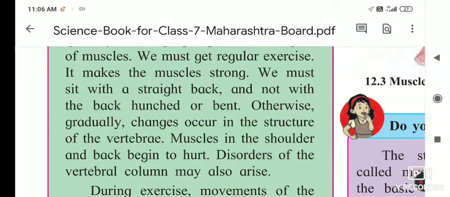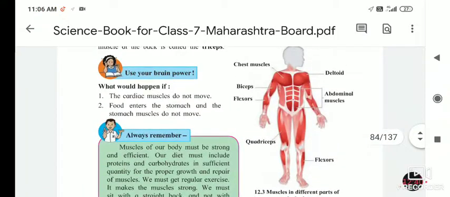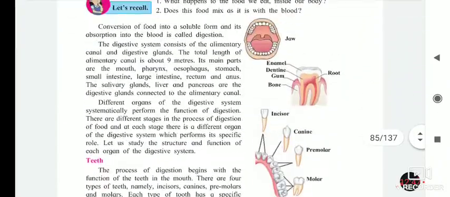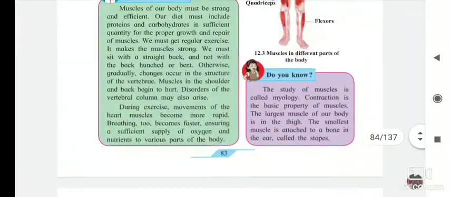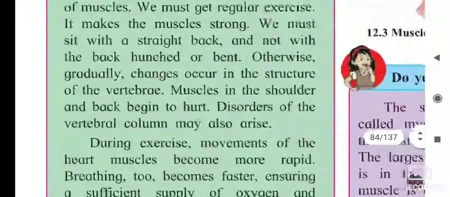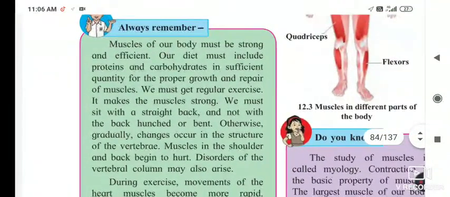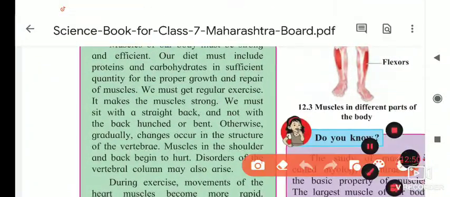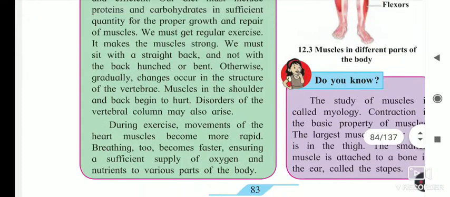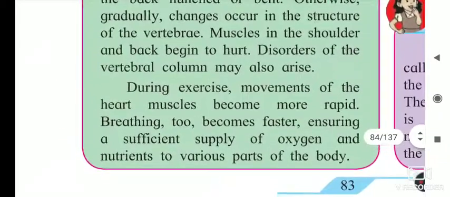Okay. Our vertebral column is there. Here you know that the vertebral column is there, and inside it the changes take place, and we get the habit, and muscles are getting the shape of that hunching only. Then gradually changes occur in the structure of the vertebrae. The muscles in the shoulder and back begin to hurt.